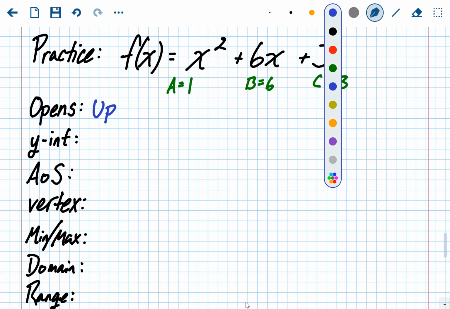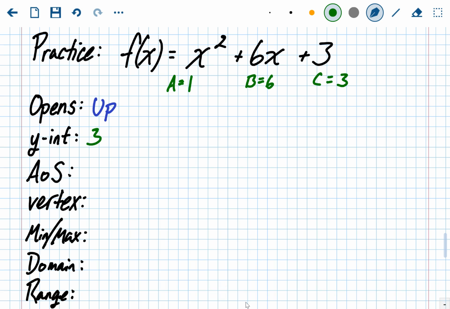Because we know what the C value is, we automatically know the y-intercept. The y-intercept's 3. Or you could write it as (0, 3).